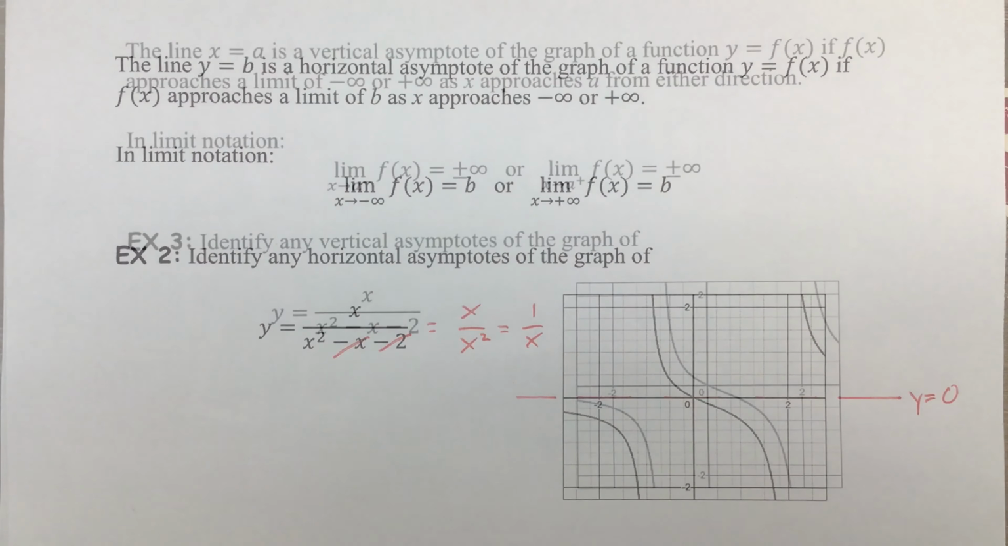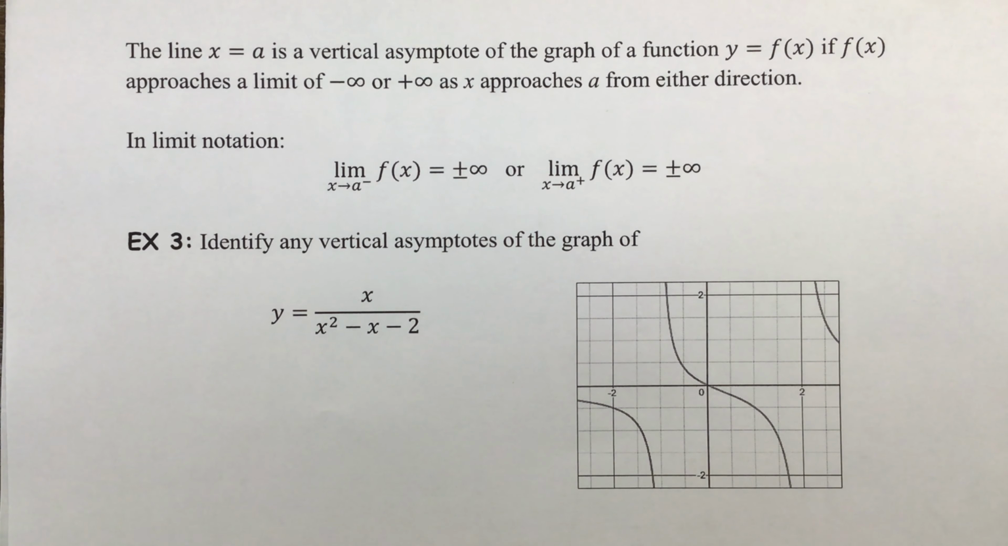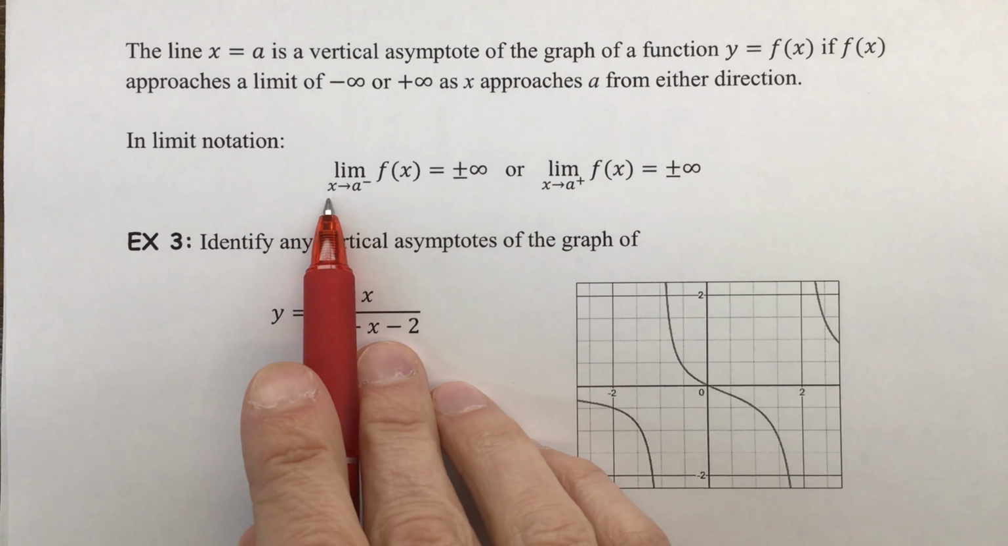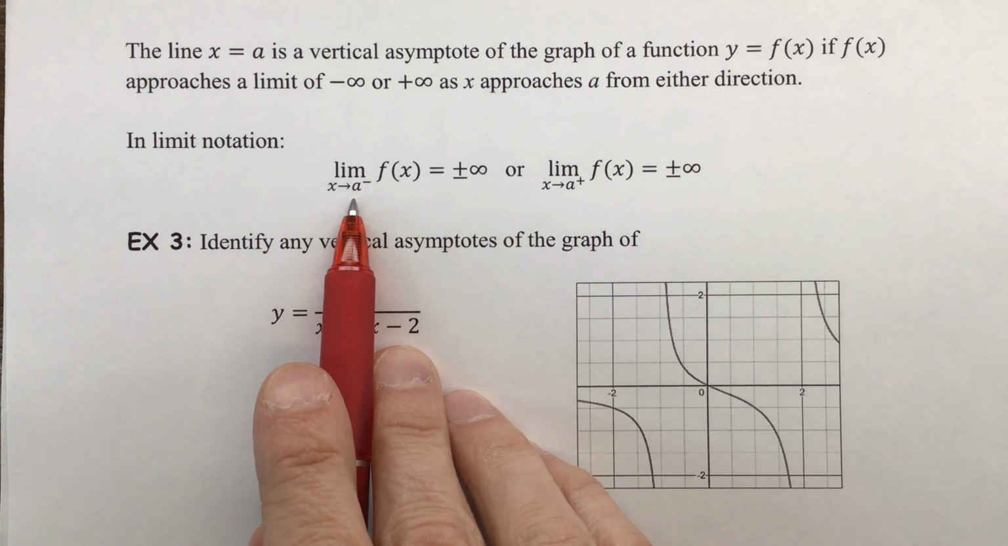All right, vertical asymptotes. The line x equals a is a vertical asymptote of the graph of the function y equals f of x if f of x approaches a limit of negative infinity or positive infinity as x approaches a from either direction. Okay, in a way, how we describe this limit is kind of backwards from the horizontal asymptote. Okay, we're going to look at x as it approaches a particular x value, not infinity or negative infinity.